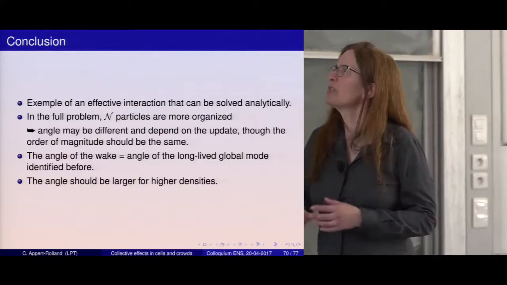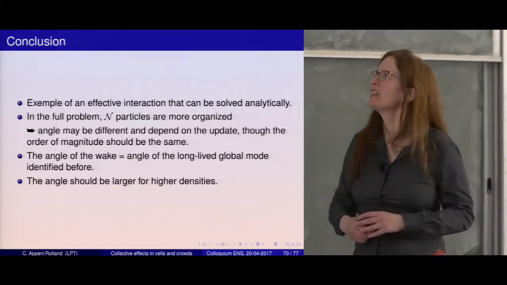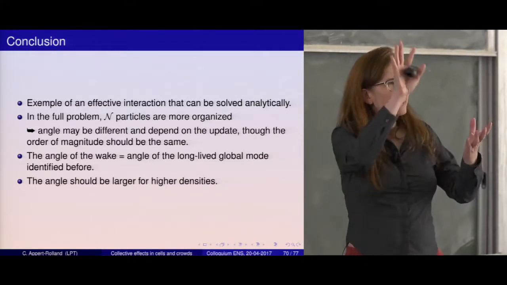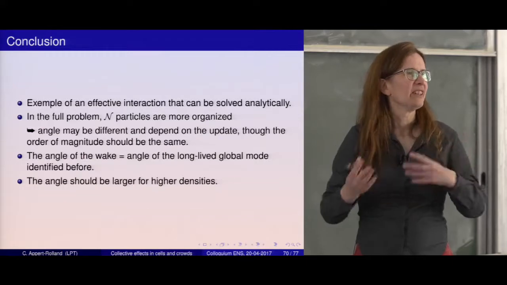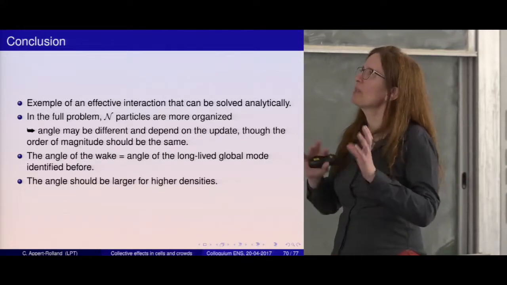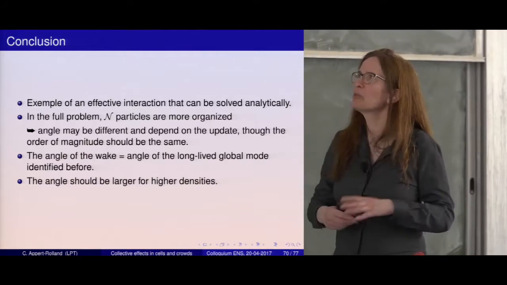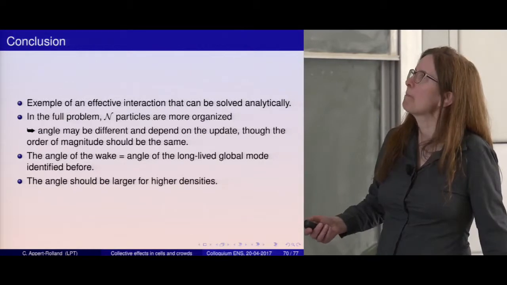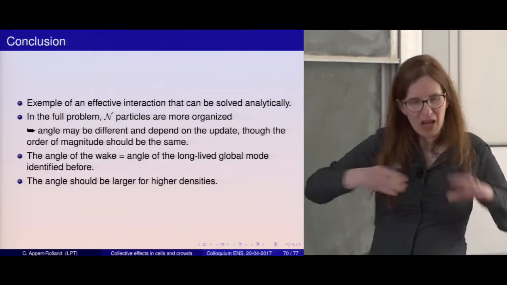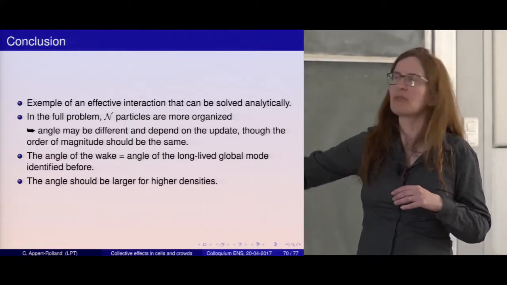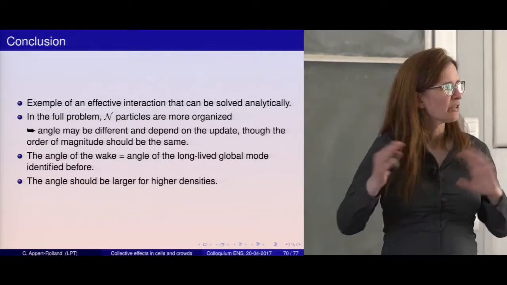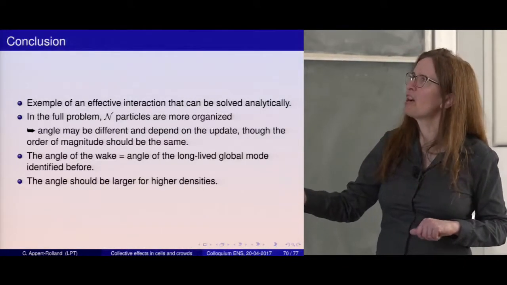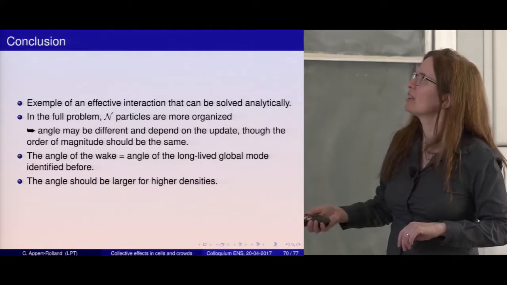So this is an example of an effective interaction that we can solve analytically. In the full problem, it's more complicated. The yellow ones themselves would be slightly organized, and the angle may be quite different and depend on the update, but we would expect that the order of magnitude of the angle would not be that different. And the angle of this wake at the microscopic scale is exactly the angle of the long-lived global modes. So there is really a connection. We expect that the angle would be larger for higher densities.